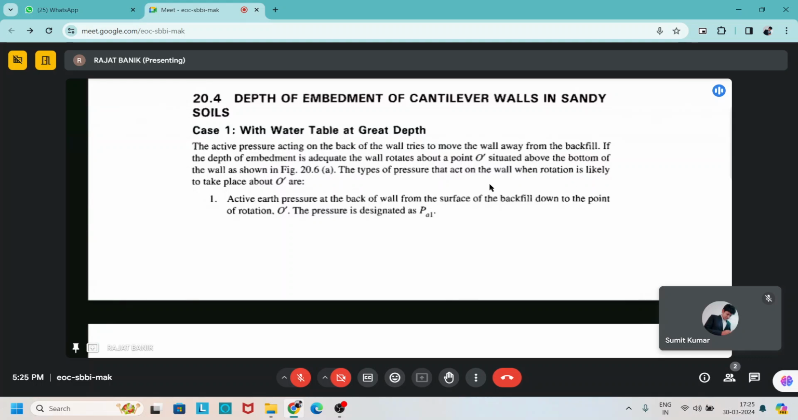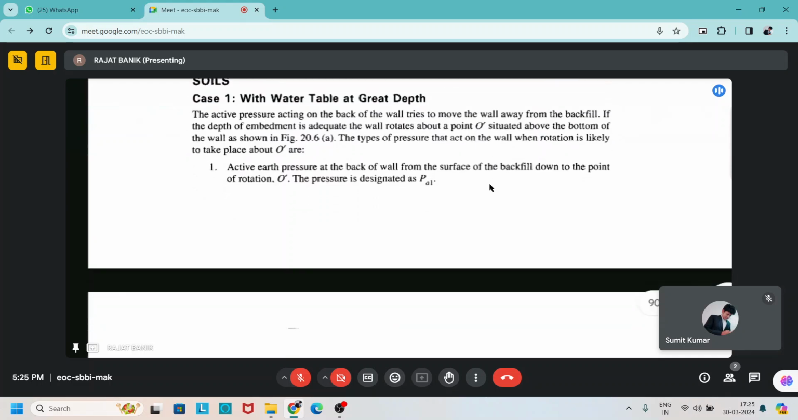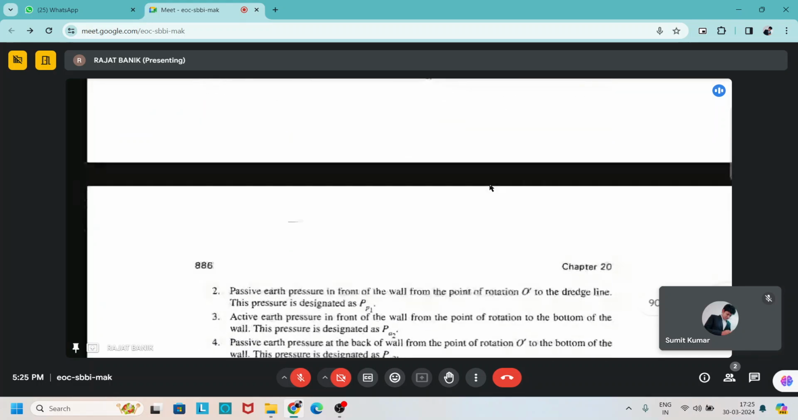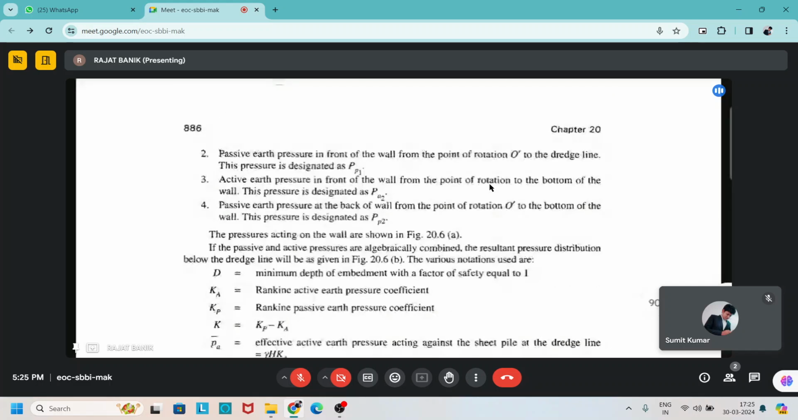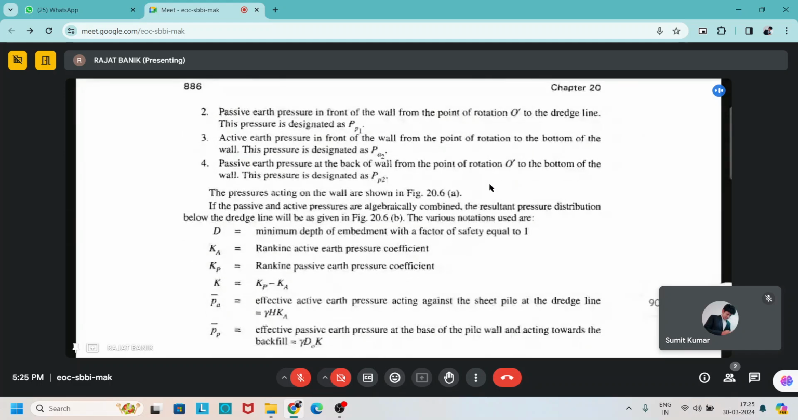Active earth pressure at the back of the wall from the surface of the backfill down to the point of rotation O'. This pressure is designated as PA1. Passive earth pressure in front of the wall from the point of rotation O' to the dredge line. The pressure is designated as PP1. The active earth pressure in front of the wall from the point of rotation to the bottom of the wall. This pressure is designated PA2. The passive earth pressure at the back of the wall from the point of rotation O' to the bottom of the wall. This pressure is designated as PP2.